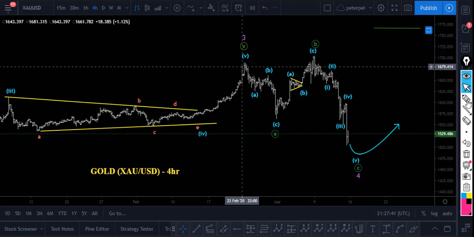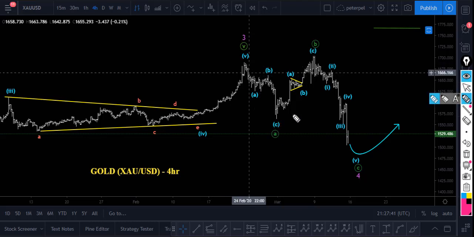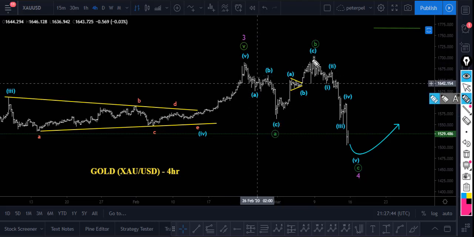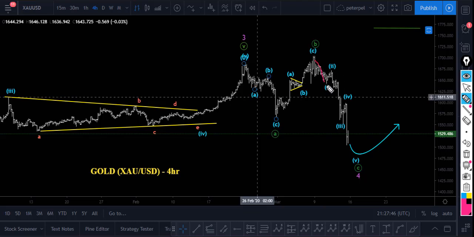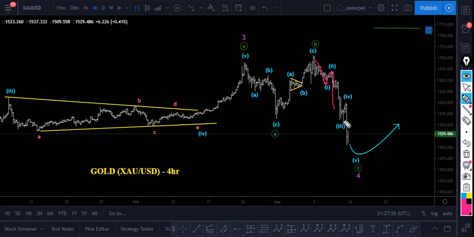We've done ABC for wave A, and we've done an ABC for wave B, and wave C for an expanding flat is usually a 5-wave move. So we've done wave 1, 2, 3, 4, 5. We are anticipating that price moves lower to complete wave 5. So you can see that our primary count and our alternative count are all indicating that price is going to move down a little before we go upward.